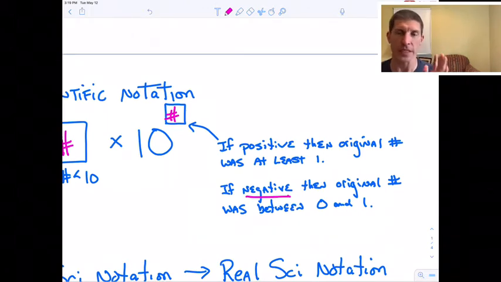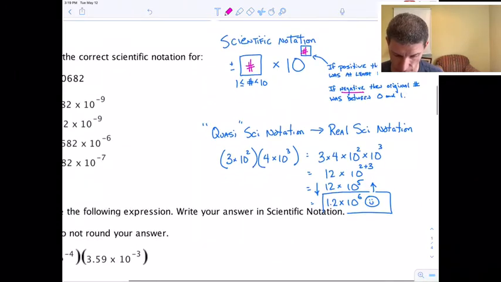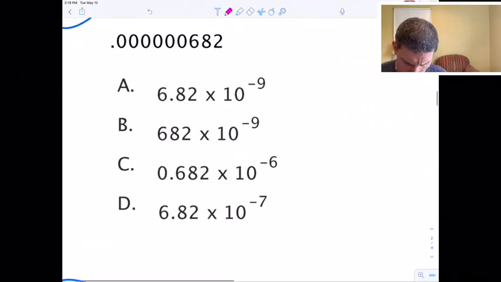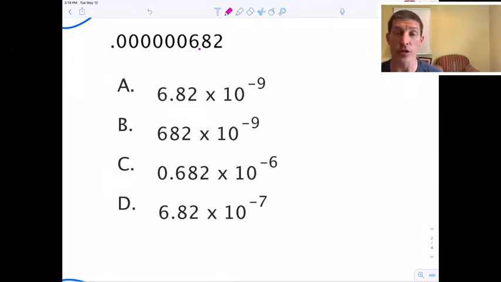So 0.02 or 0.0009 or something like that. All right? So here we go. In this one, I want my decimal to be 6.82 because it follows the first rule. It has to be between 1 and 10. And it's a really, really teeny tiny number. I'm going to remember that.